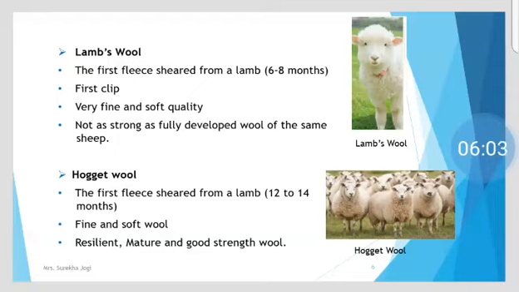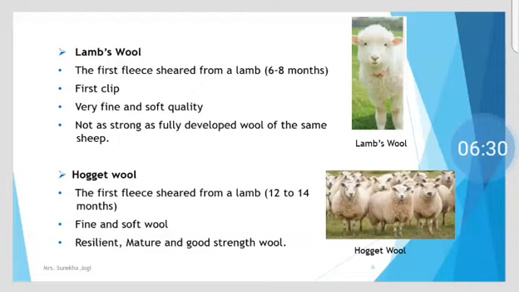Shearing is a process by which the woolen fleece of a sheep is cut off. Previously, big scissors called shears were used for this purpose, so the process is called shearing, and nowadays electric razors are used. I suggest you refer to videos on sheep shearing from the internet for better understanding.